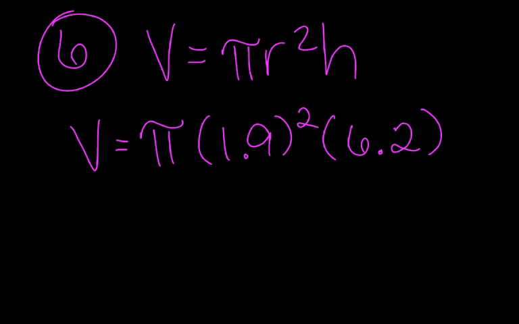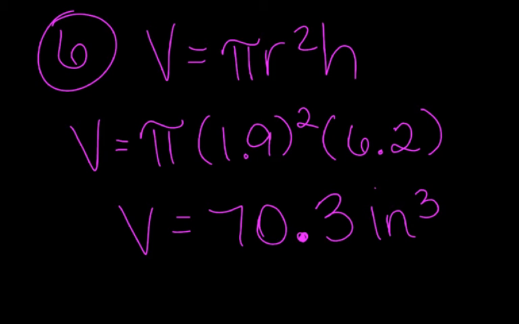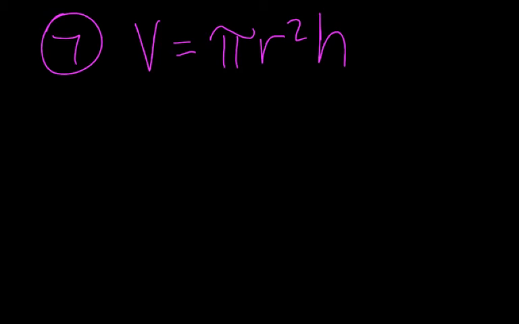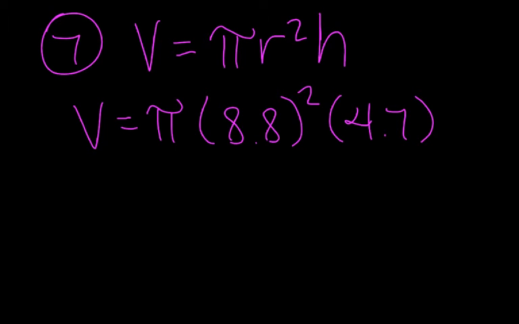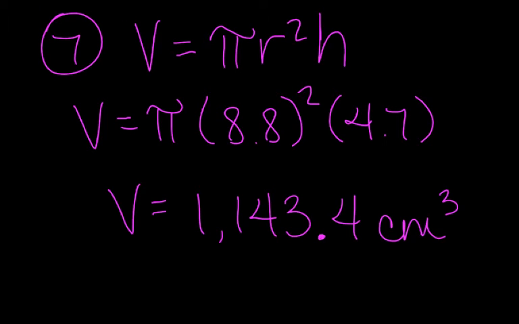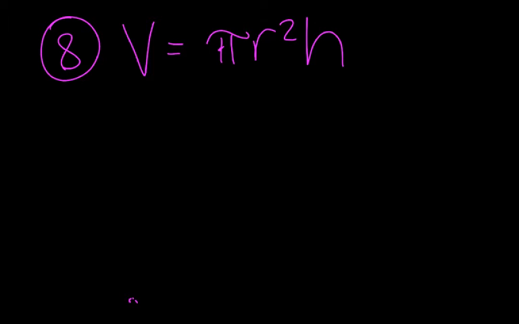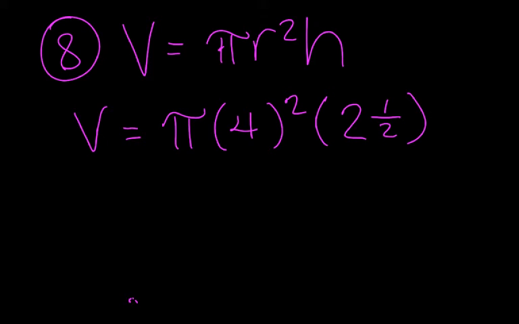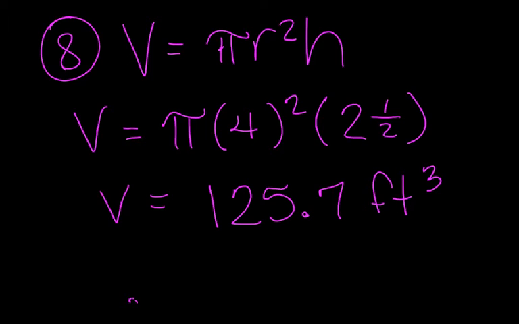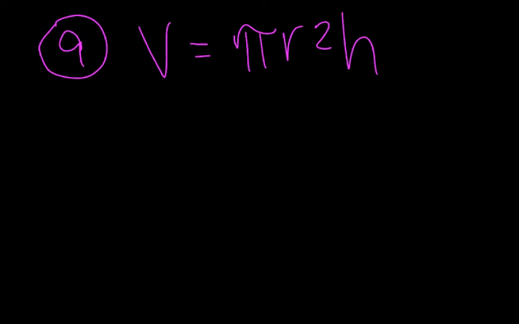Number 6, write down your formula. Replace your variables with numbers. That gives you 70.3 inches cubed. Number 7, write down your formula. Replace the variables with numbers. And put it in your calculator, and it should give you 1,143.4 centimeters cubed. Number 8, write your formula down. Replace the variables with numbers. Should give you 125.7 feet cubed.